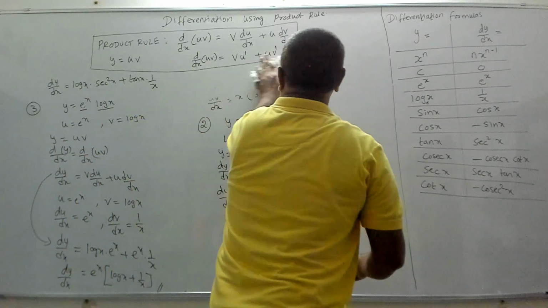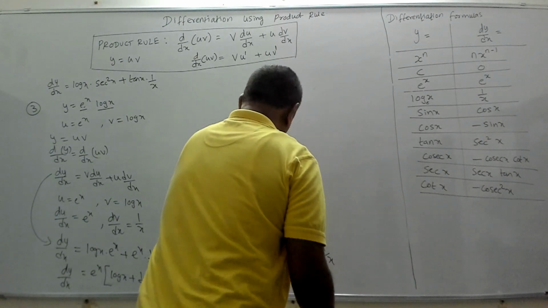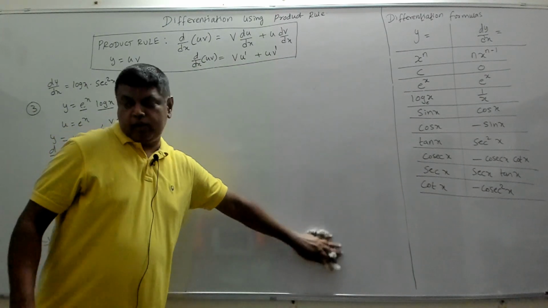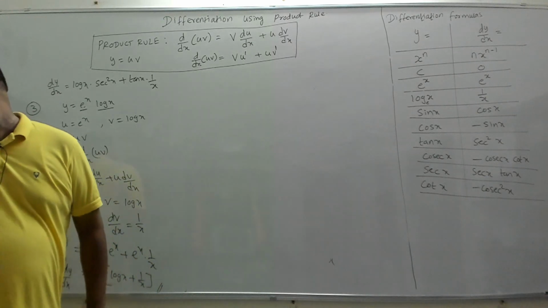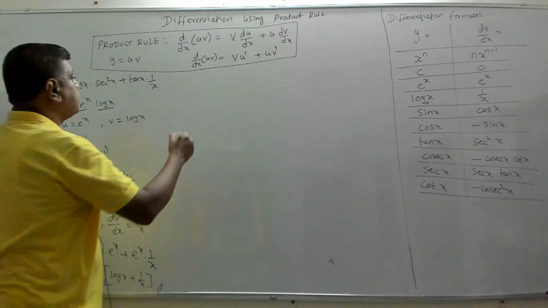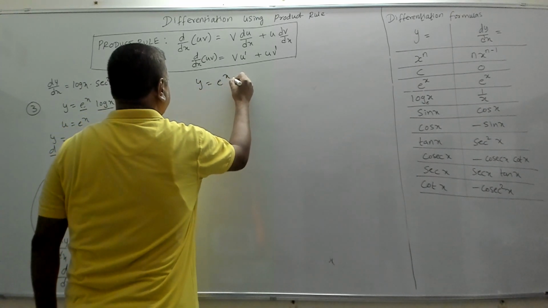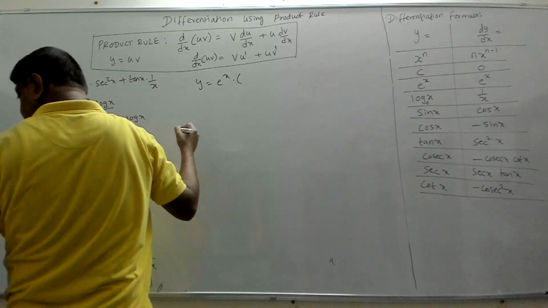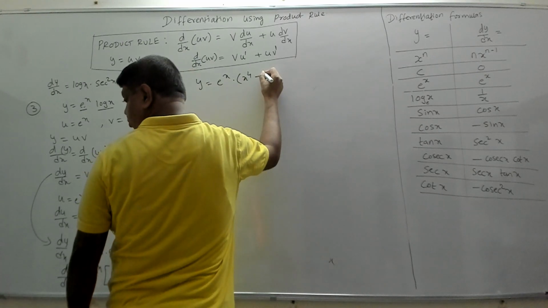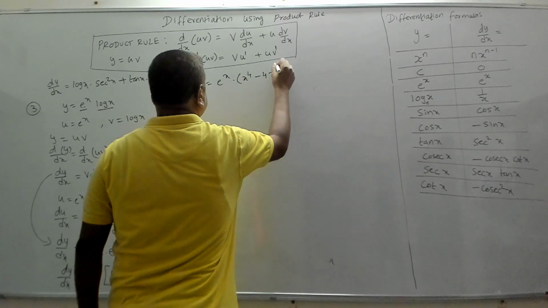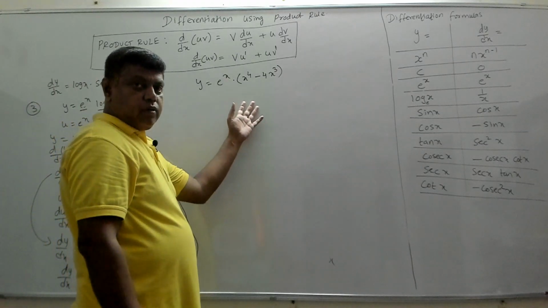Fine. So all of you can take the notes. I will go to the next problem. Fine. So next problem is y is equal to e power x into x power 4 minus 4x cube. We are going to apply product rule again here.